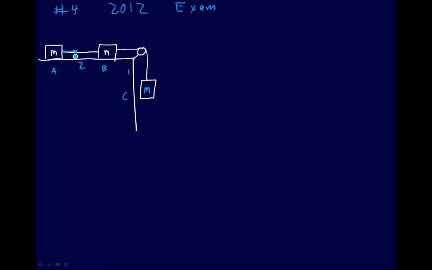In the X direction for block A, there's going to be a tension here. I'm going to call it T2, since that's rope 2. Now, you would also have the normal force and the mg, but they don't really play a part in this problem, so I'm just not going to draw them so that we don't get too crazy of a picture here.